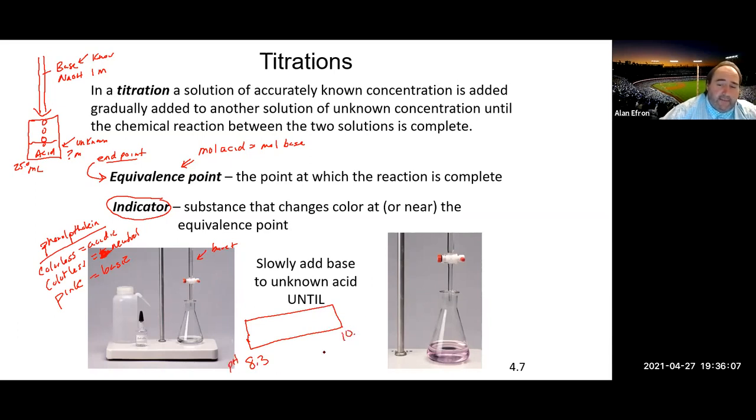These are both basic pHs. Basic pH is above 7. The pH scale goes from 0 to 7 to 14. Above 7 to 14 is basic. Below 7 to 0 is acidic. And 7 right there is neutral. So with phenolphthalein, it's colorless at 8.3.